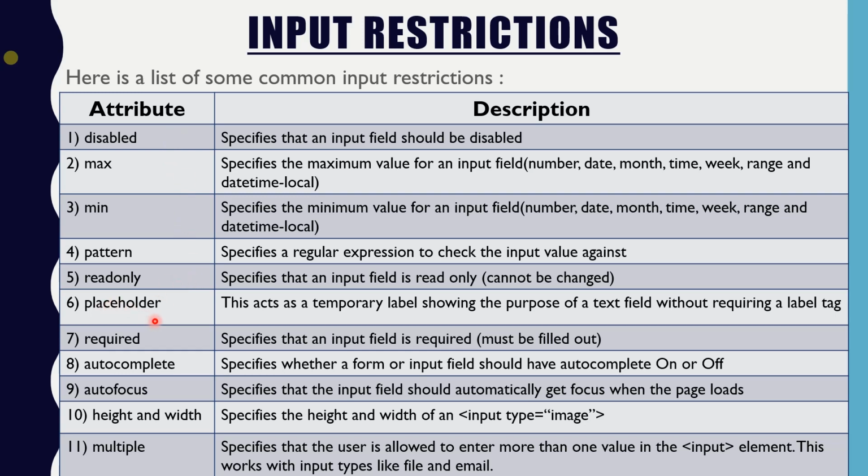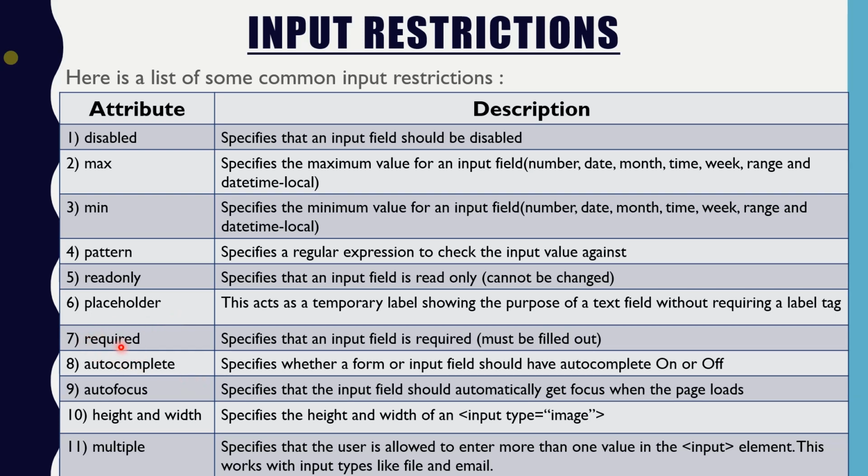Next one, placeholder. This acts as a temporary label showing the purpose of a text field without requiring a label tag. What this says is that this field is just a hint to the user. It gives the hint to the user that please write the name in this format, please enter the mobile number in this format, please enter the password in this format, email ID in this format. So this is the work of placeholder. It just gives the user an example of how to write the text. Okay, so that is the work of the placeholder. It works as a hint.